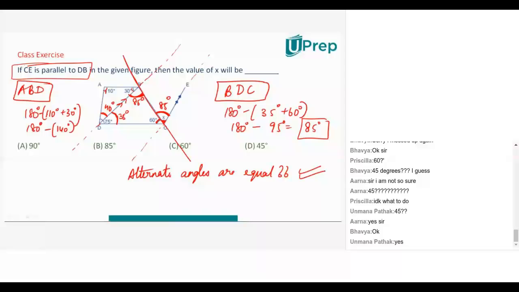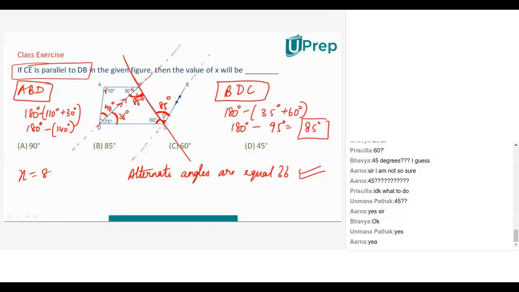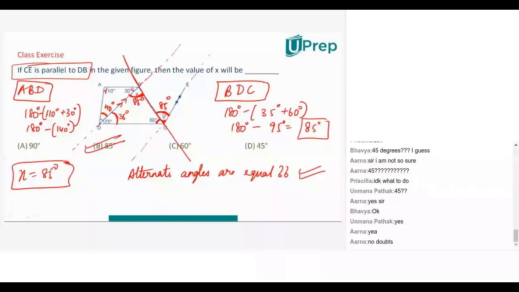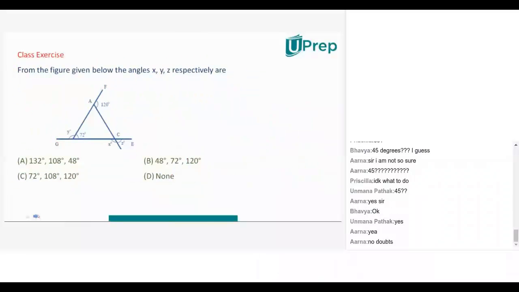Yes or no? Do you agree with me? Yes, alternate angles are equal. How did I get that? Because the two lines were parallel, that was given in the question, and I had a transversal, the alternate angles were equal. So this 85 was equal to this 85. So the value of x is 85 degrees, option B. Is everyone now clear with this? Everyone? Yes, sir. Any doubts before we move to the next question? Chalo. Great.